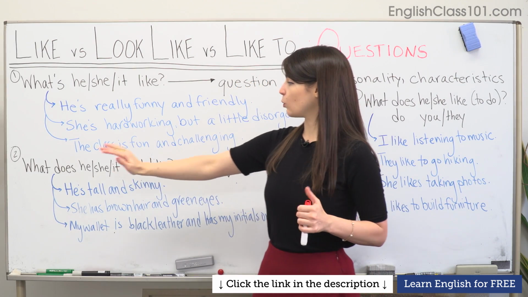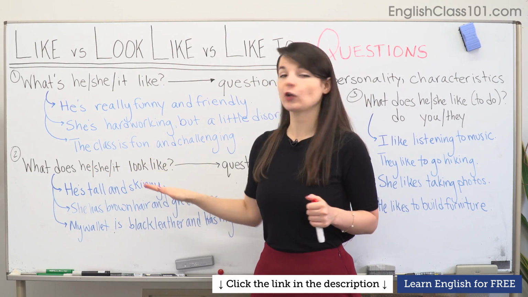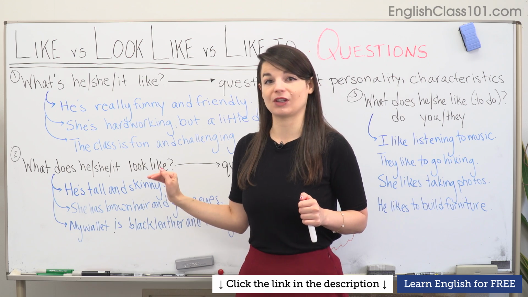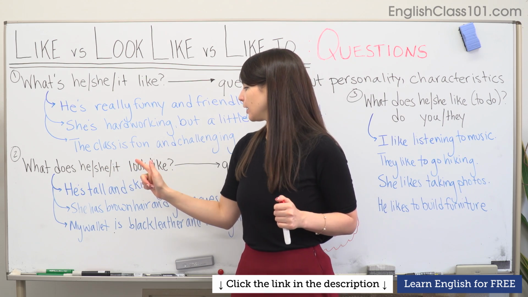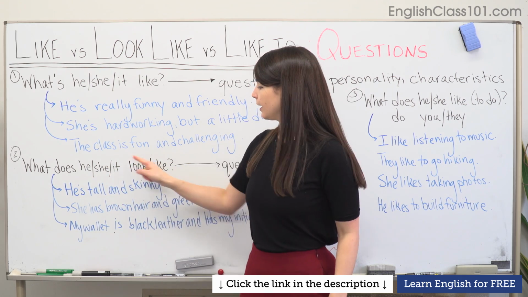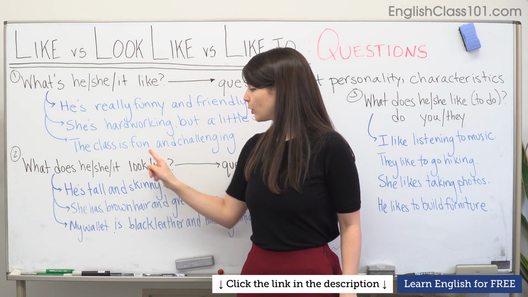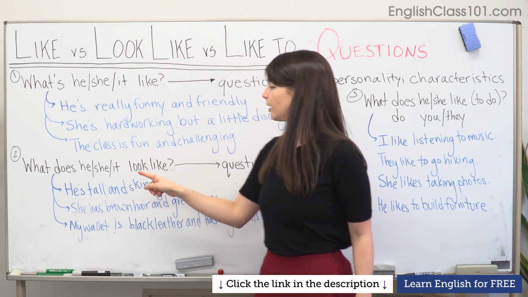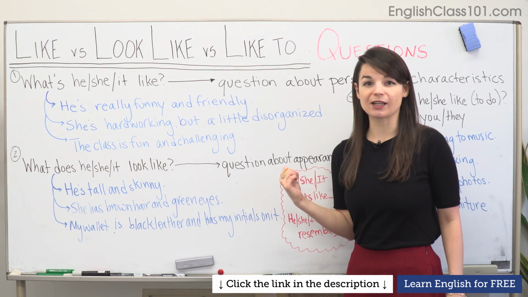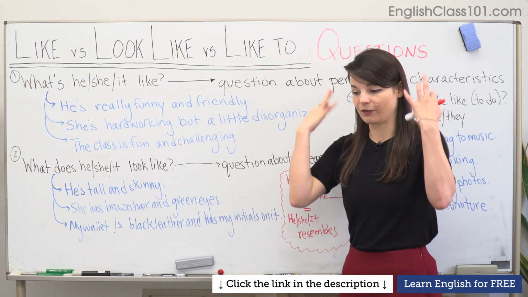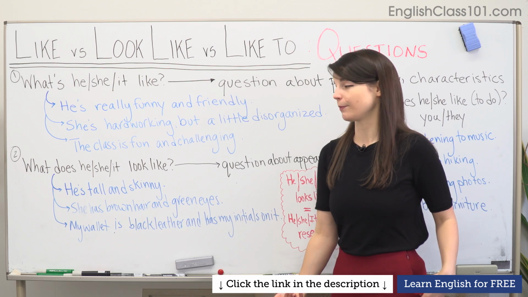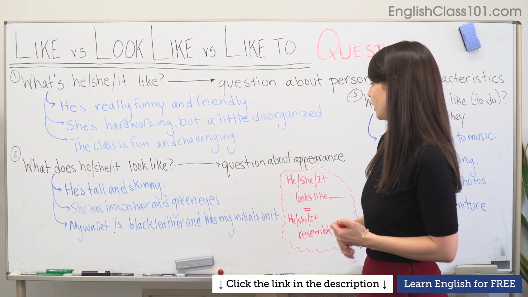Okay, let's go to the second question for today. The second question is, what does he, she, or it look like? This is my base example sentence. What does he, she, or it look like? So here, the key phrase is look like. What does he look like? What does she look like? So look gives a big hint here. This is a question about appearance. So the physical appearance of something. What does he look like? What does she look like?